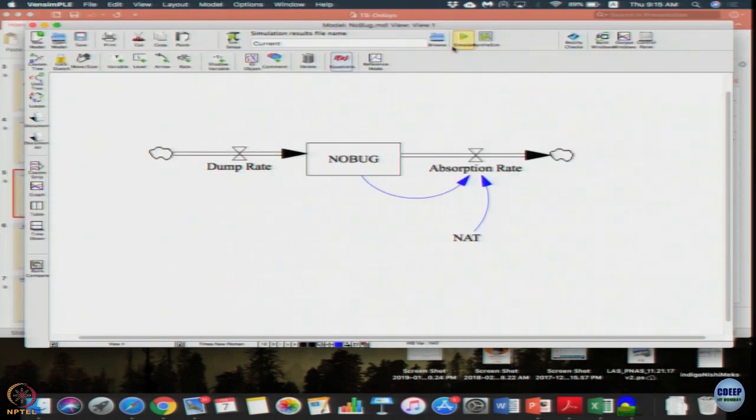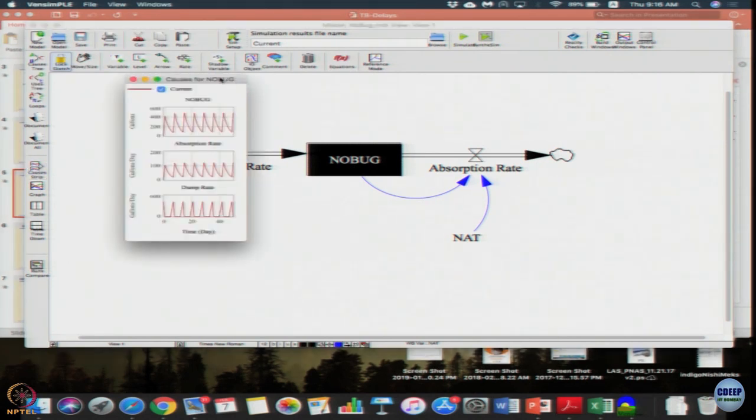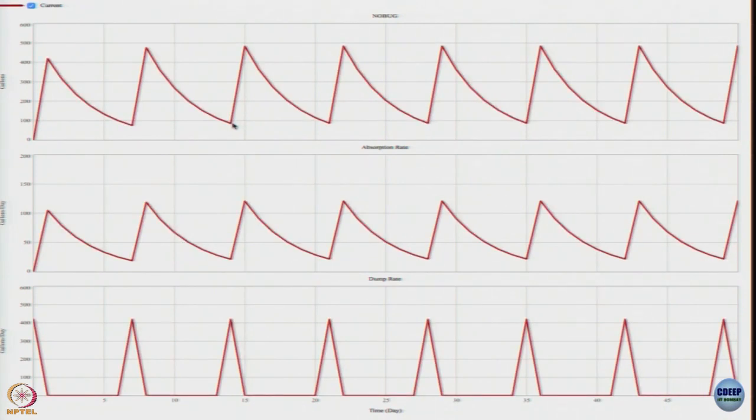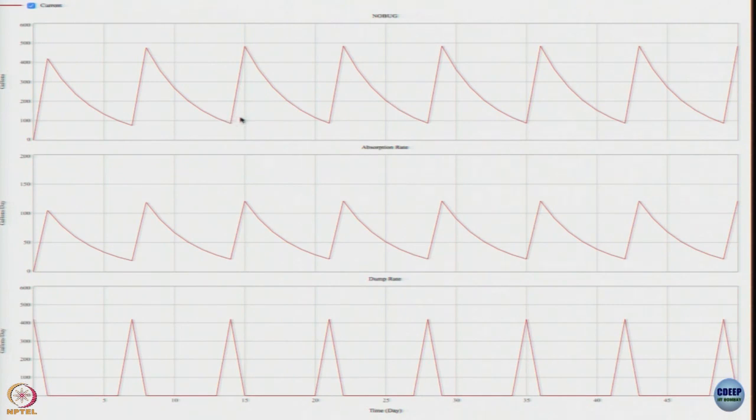But then let us see what happens. Let us simulate, no bug. I just made the absorption time 4 from 2 days. The dumping is the same, absorption also happens, but now you see steadily the peak from 420 has moved closer to 500, right? And 480 is the peak. And it does not go now below, say, 90. There is always some no bug in there, in the river, constantly.